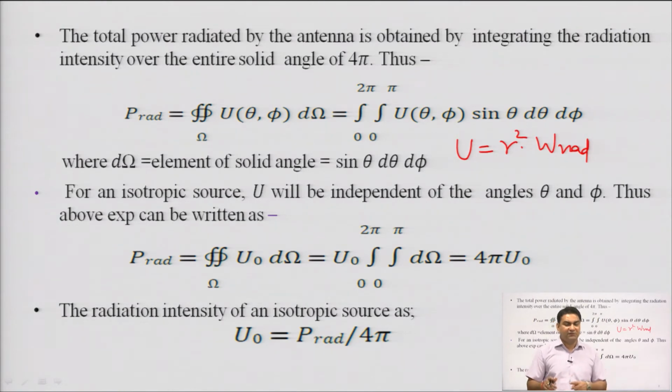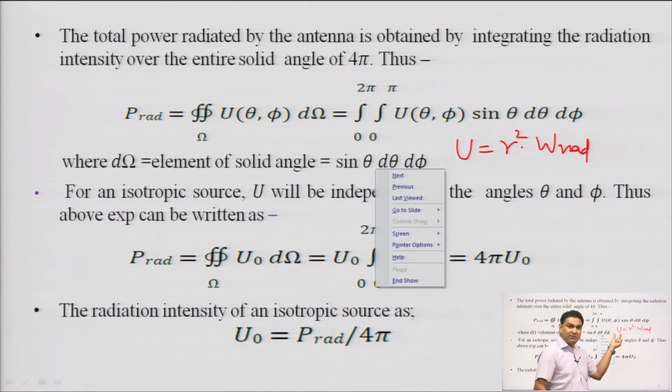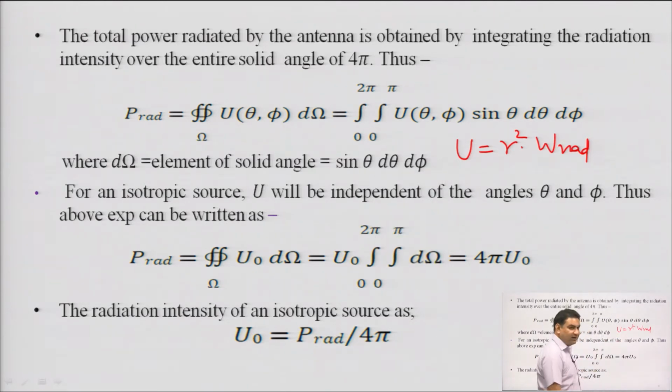Radiation intensity is defined as the power per unit solid angle, but the radiation density is defined as the power per unit surface area. This is the power per unit solid angle and this is the power per unit surface area. It means we can say that the total power radiated, suppose this is P r, upon 4 pi, is the total power radiated upon the total solid angle in free space.